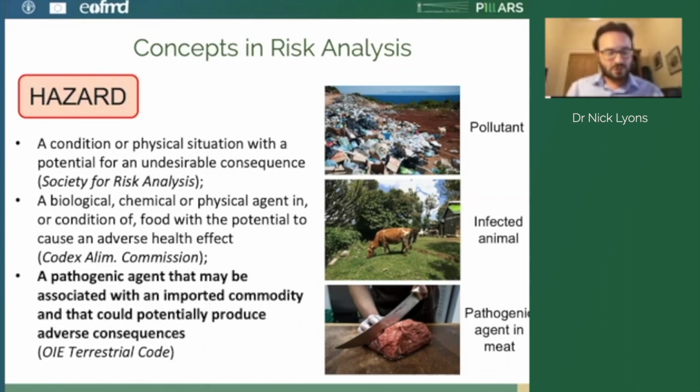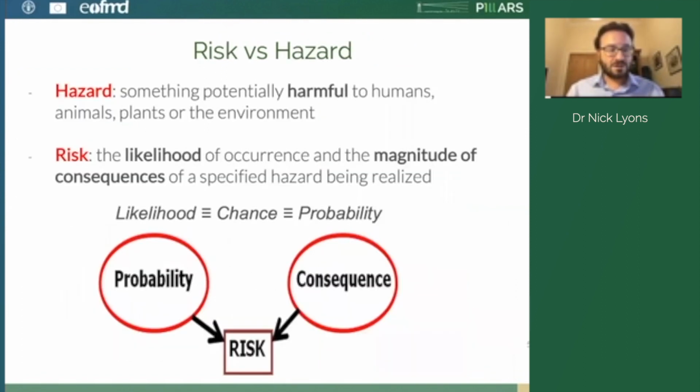But the OIE Terrestrial Code, which we're referring to today, defines it as a pathogenic agent that may be associated with an imported commodity and that could potentially produce adverse consequences. So this could be a pollutant, it could be an infected animal, or it could be a pathogenic agent present in meat. But this is what the hazard is. So hazard is something potentially harmful to humans, animals, plants, or the environment.